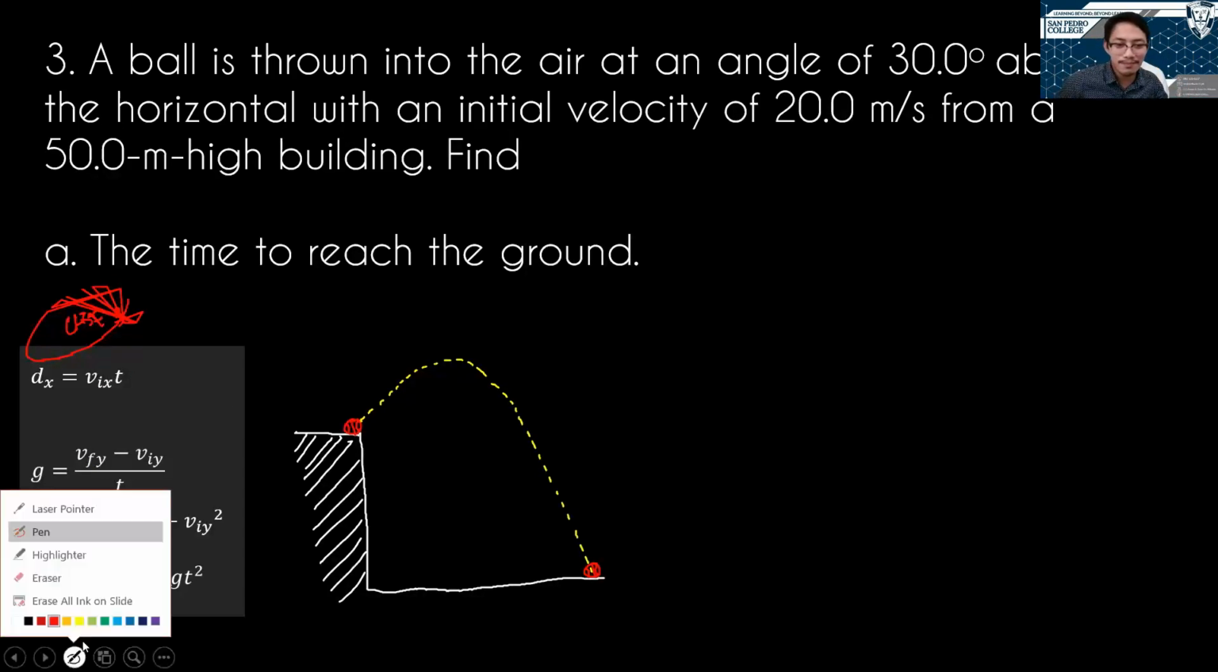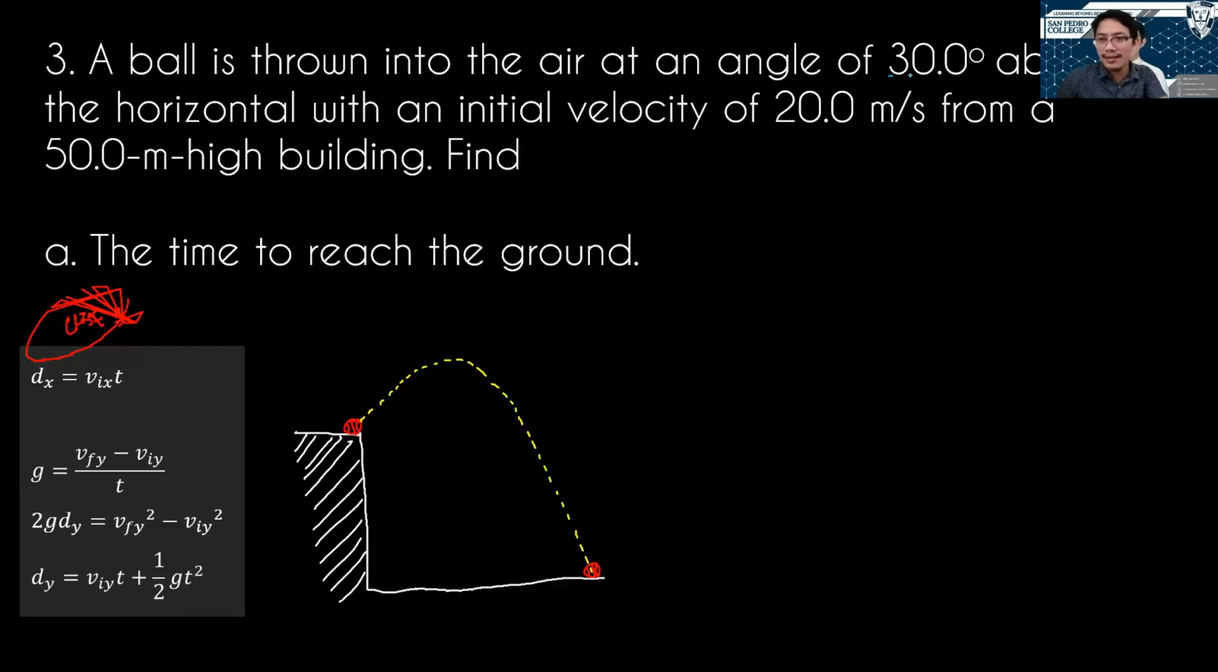Sulat natin lahat ng given. First given, we have the angle 30 degrees above the ground, above the horizontal pala. Theta is equal to 30.0 degrees. And then we have the initial velocity, VI, is equal to 20.0 meters per second. And then we have the height of the building, so that's dy. dy is equal to negative 50.0 meters. Lagyan ng negative because that's below the starting point. Good?